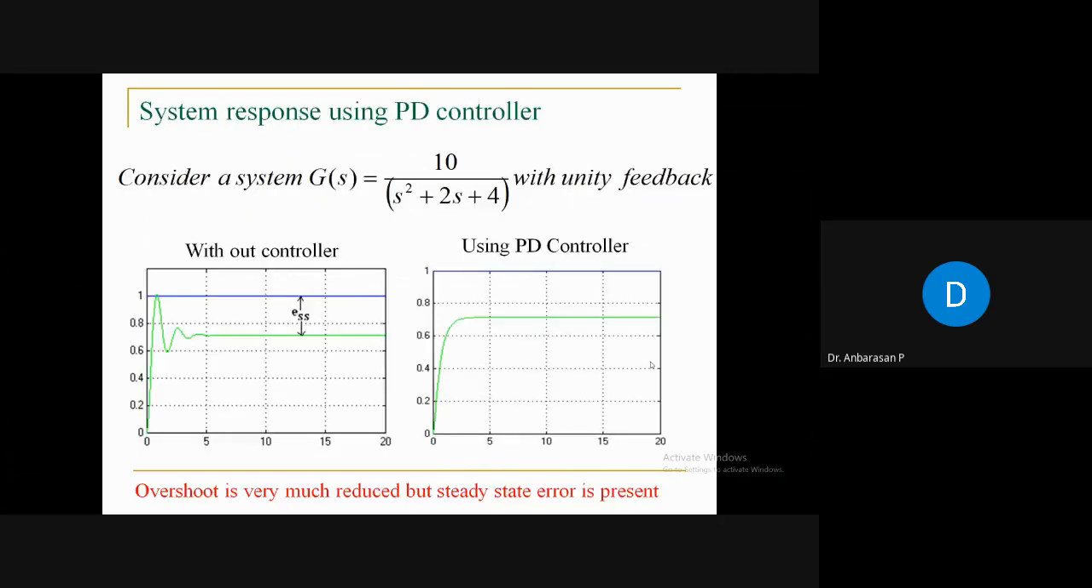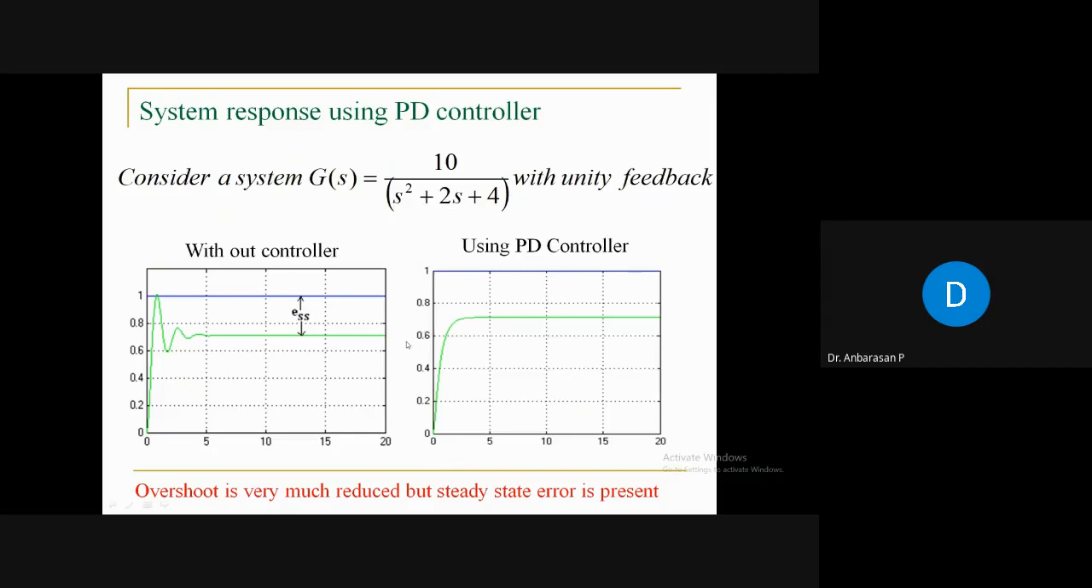If you analyze this controller in the MATLAB simulation, let us consider the second order system G(s) equal to 10 divided by s squared plus 2s plus 4 with unity feedback. You can see that without a controller, there is a peak overshoot as well as a steady state error. Again, if you use the proportional derivative controller for the system, we can see that the peak overshoot is completely reduced, but there is a steady state error present in the system.